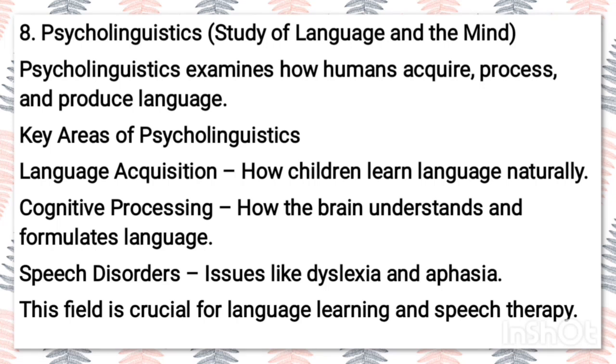Next one is cognitive processes. This one looks at how our brain processes, produces, and understands language in real time. For example, how we understand spoken or written words instantly. Next one is speech disorders. Dyslexia, which means difficulty with reading, or aphasia, which involves difficulty in speaking or understanding language, are studied in this field.